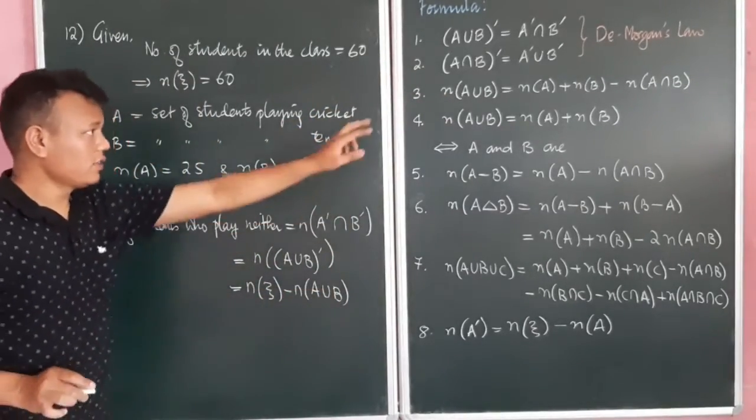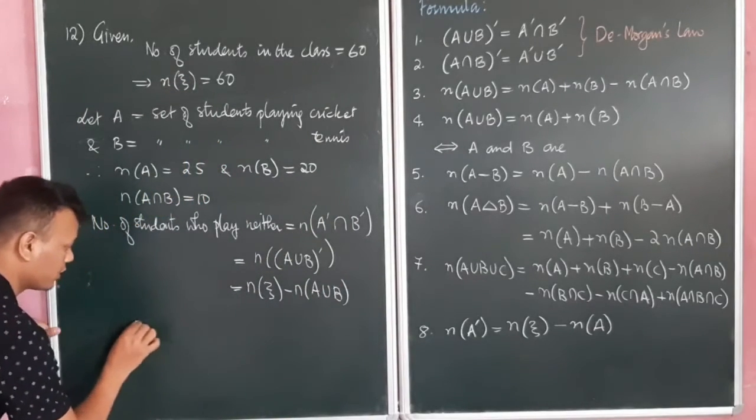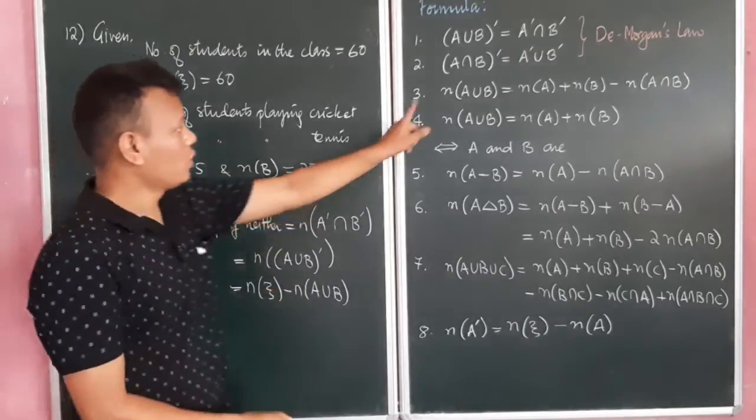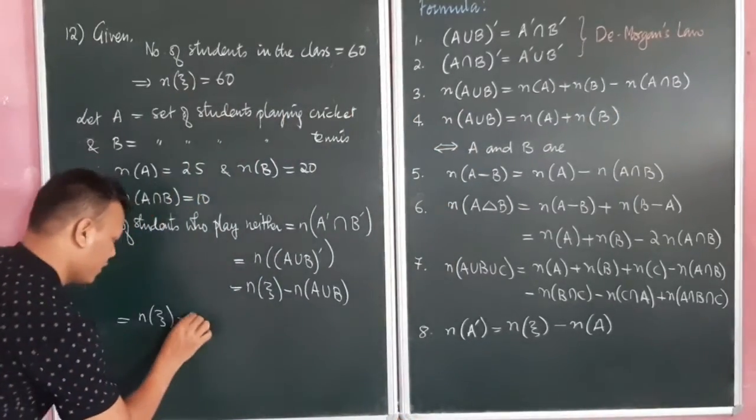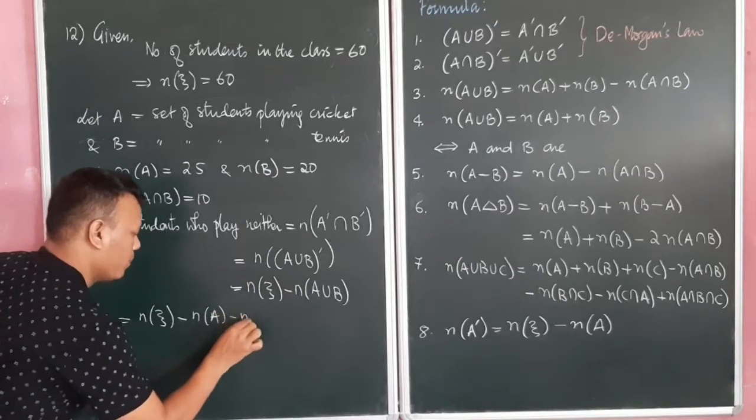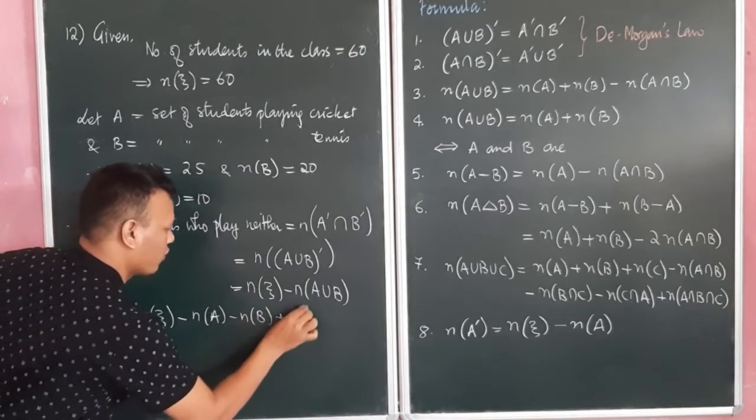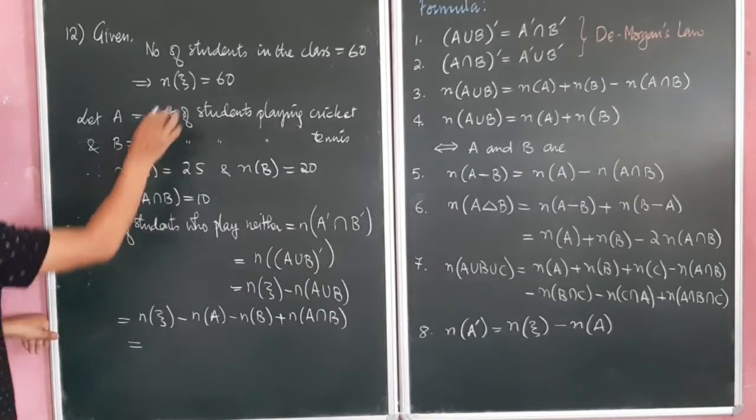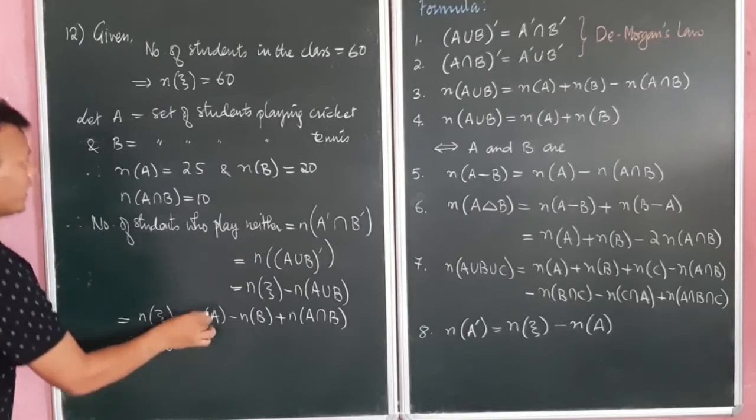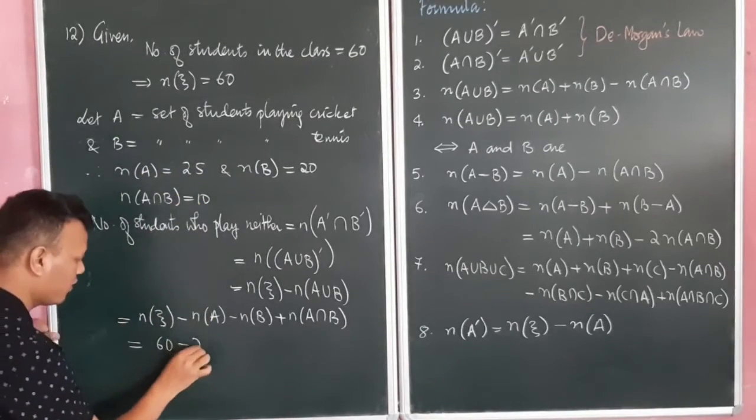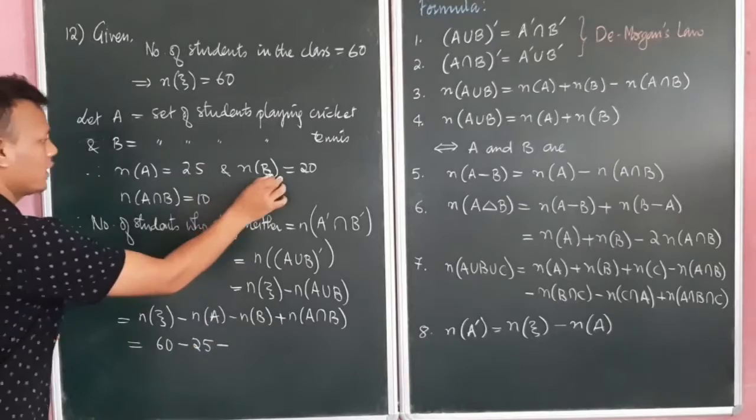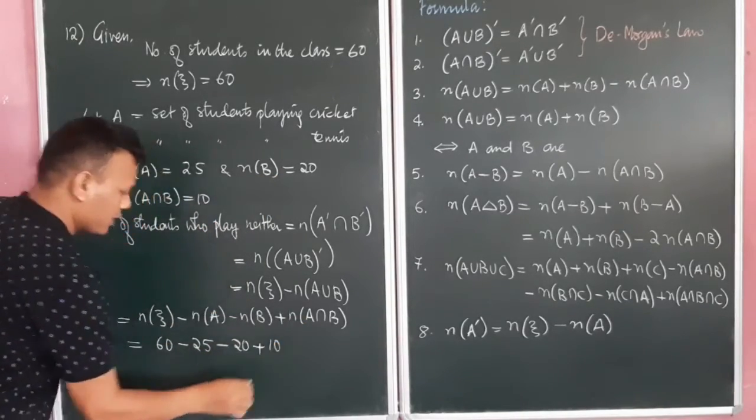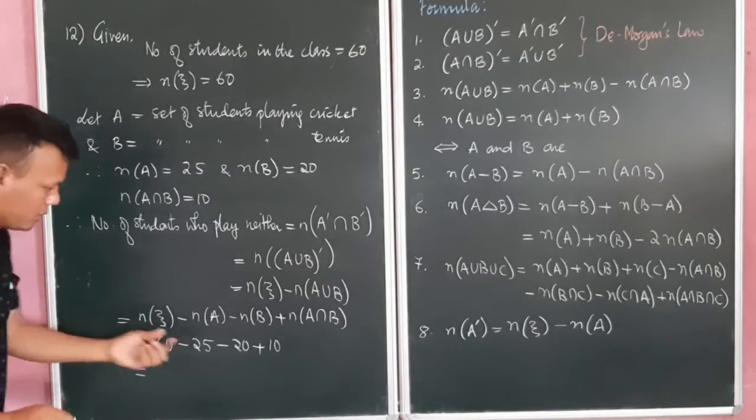Now let's apply this formula directly here. This can be written as n of xi minus, since minus is there, all the signs will reverse. So we have n of A minus n of B plus n of A intersection B. Let's put the values. N of xi is given to be 60 minus n of A, which is 25, minus n of B, which is 20, plus n of A intersection B, which is 10. Let's simplify this. After simplifying, this becomes 70.